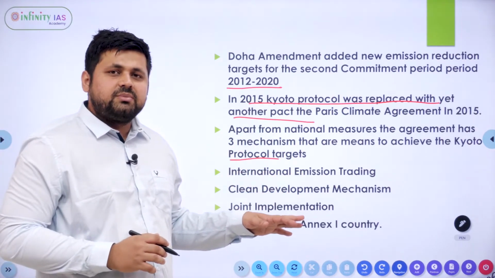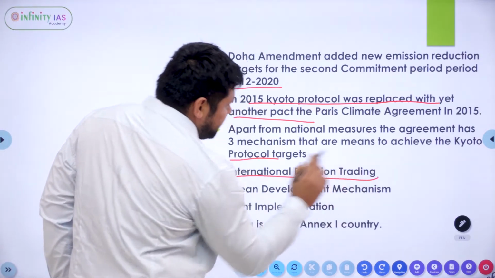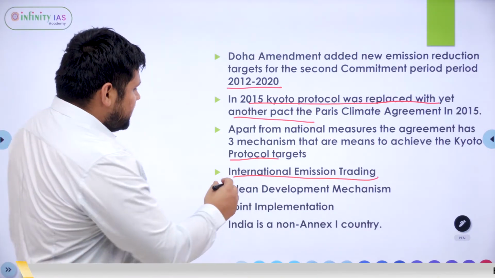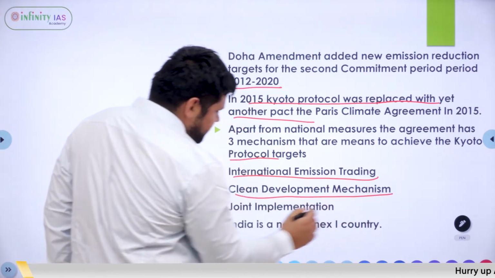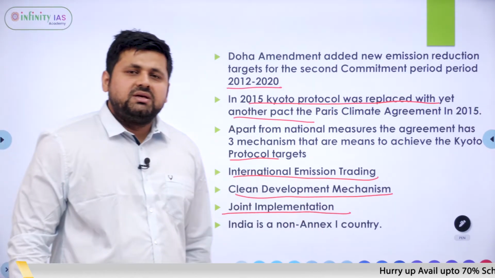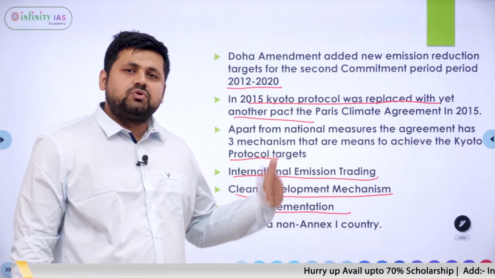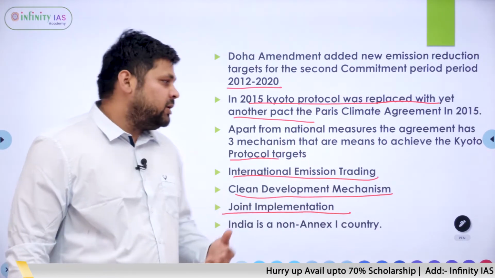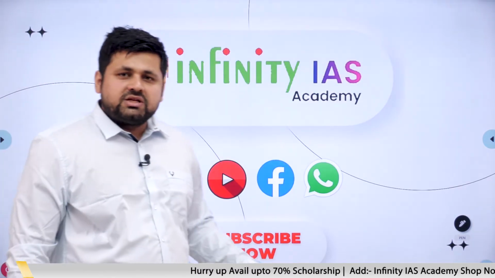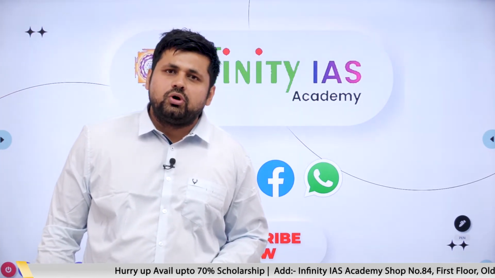The various flexibility mechanisms that are present are the international emission trading mechanism, where the countries trade their emissions, the clean development mechanism, and the joint implementation. So you need to remember these flexibility mechanisms. There is also the adaptation fund which was formed as a part of the Kyoto Protocol. So these were majorly the important points regarding the Kyoto Protocol.